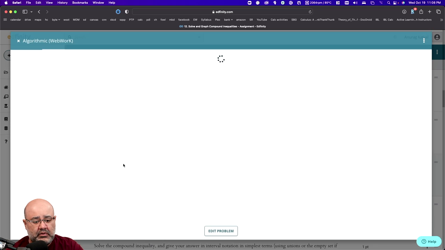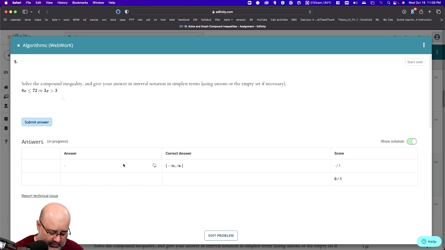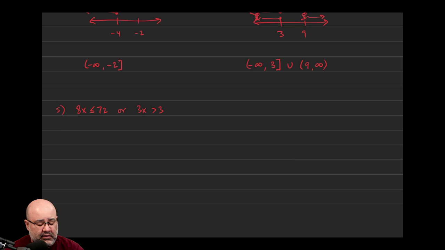That was number 4. Number 5 is 8x is less than or equal to 72, or 3x is greater than 3. So divide both sides by 8. That gives us x is less than or equal to 9. Divide both sides by 3. That gives me x is greater than 1.